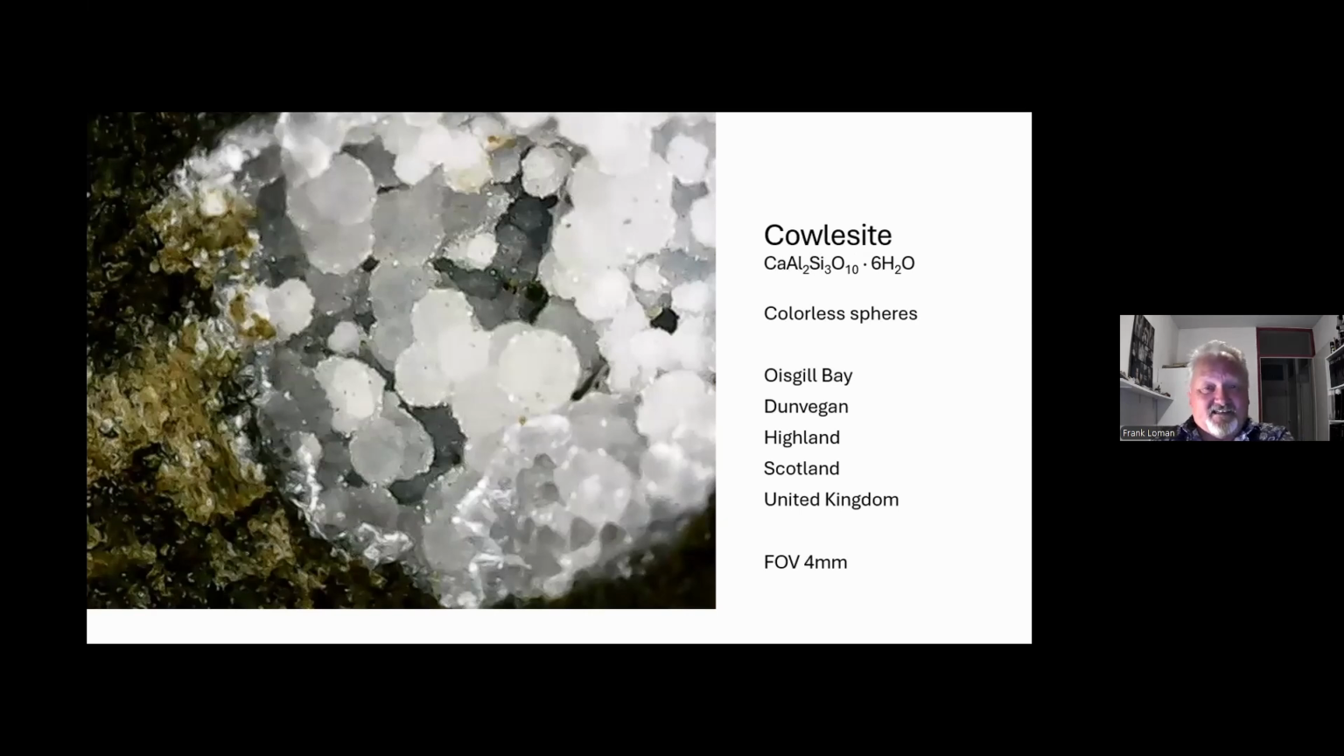Calcite. So also it is actually calcium aluminium silicate. And it's from Orskill Bay in Dunvegan in Scotland. Nice color spheres.